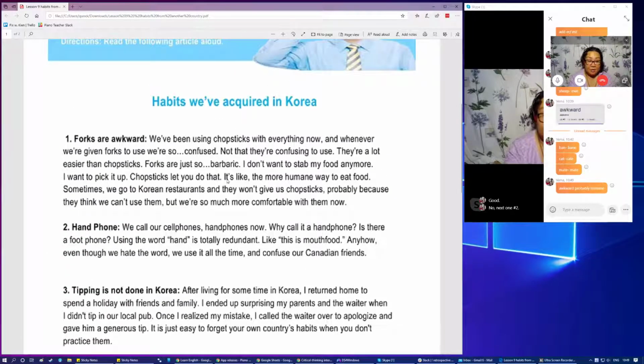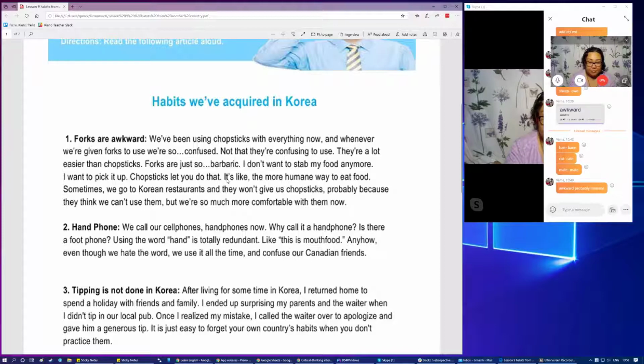Okay, next one. Handphone. Handphone. This is the first time I hear the handphone. All right, handphone. This is their term for cell phone. So let's read it. We call our cell phones handphones now.